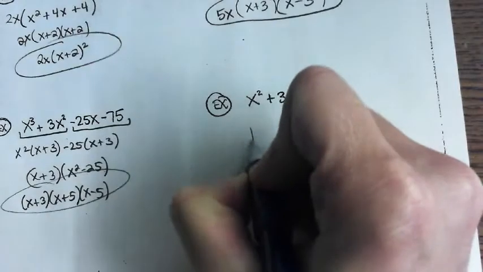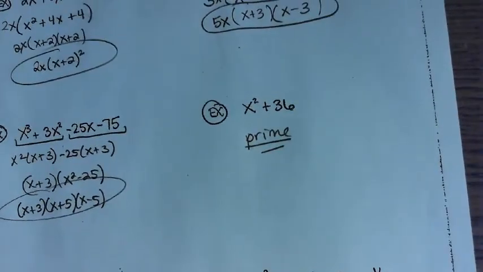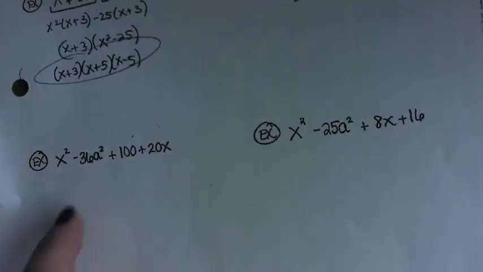And when things aren't factorable, they're called prime. You know that, right? Prime numbers, 7, for example, isn't really factorable into anything other than 1 and itself. So could we factor this into 1 times x squared plus 36? Yes, but nobody does that. Okay, next one.